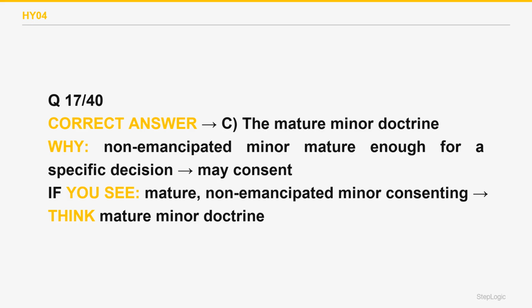Emancipation is a formal legal status: married, self-supporting, court declared. That this minor does not have. She is being judged on maturity, not status. Choice A wrong. Substituted judgment is about deciding for an incapacitated patient based on their known wishes, unrelated to a competent minor consenting. Choice D wrong. Her situation invokes the mature minor doctrine.